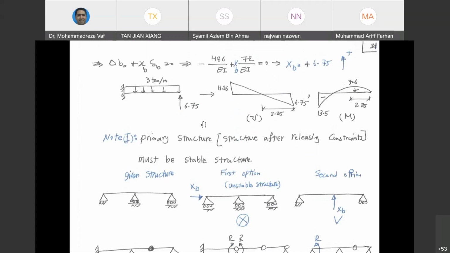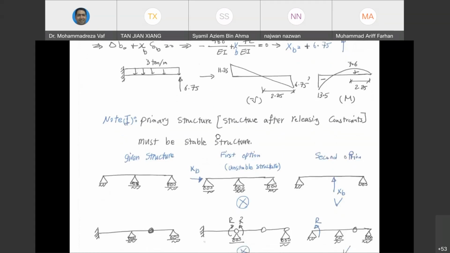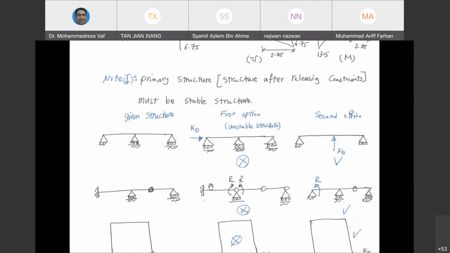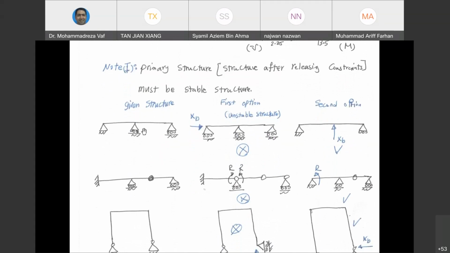But before we see the second example, just now I said in the selection of that redundant structure, you should be careful because the structure after removal of that support reaction shouldn't be unstable structure. Some example of unstable structure and support reactions that you cannot remove is given in this example. Let's say here you have a two-span beam. So you have 4 support reactions, 2 roller and 1 pin. So one of the support reaction is unknown.